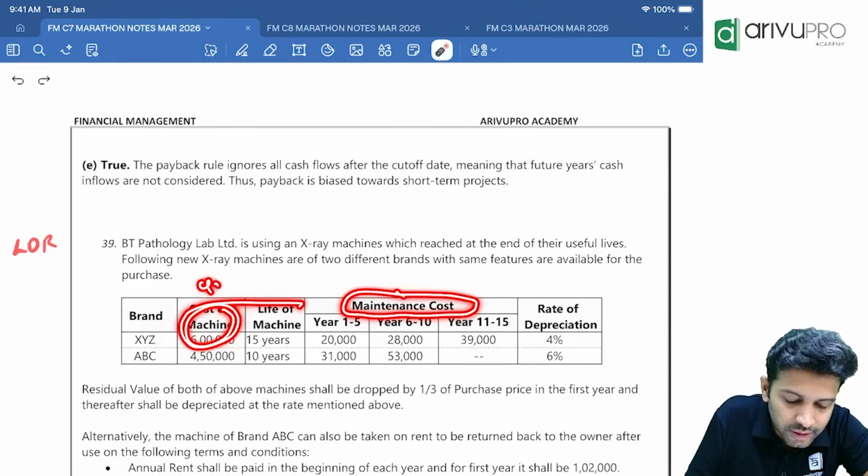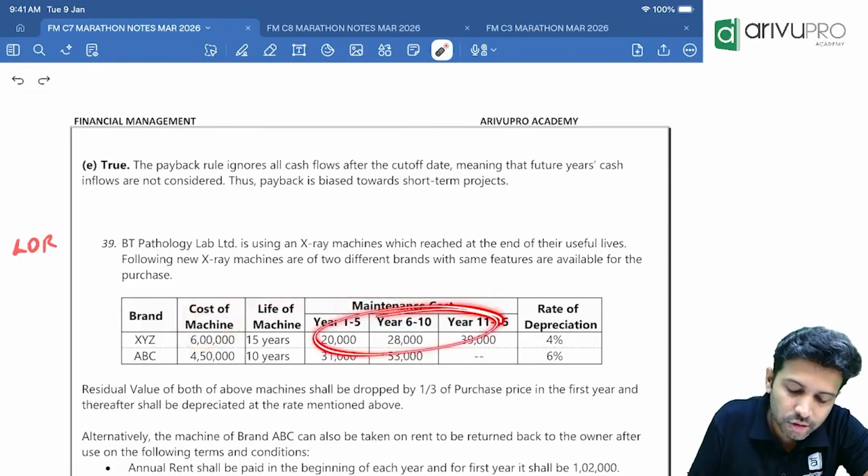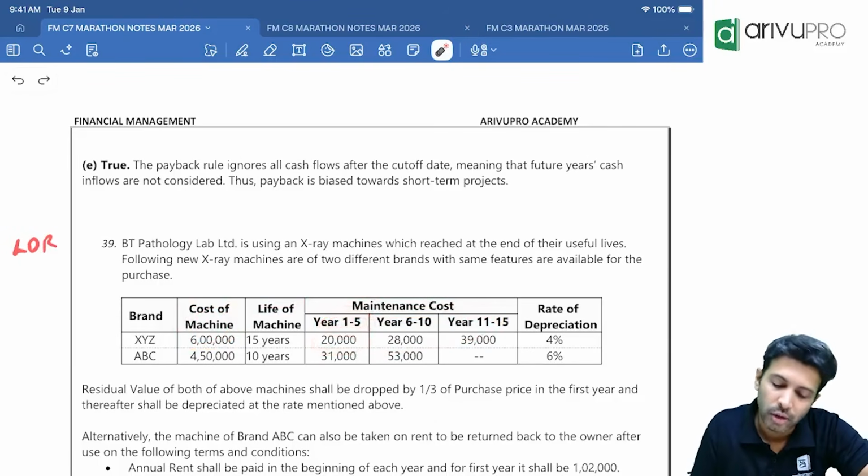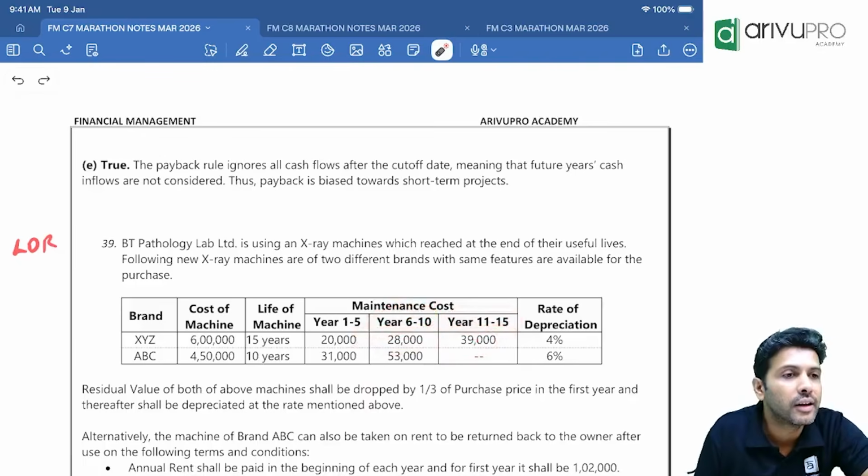This cost you will incur at year 0. This cost you will incur every year. From year 1 to 5, every year how much cost? 20,000. Year 6 to 10, every year 28,000. Year 11 to 15, every year 39,000. Depreciation rate is 4%. If they don't give a depreciation method, we always use SLM.